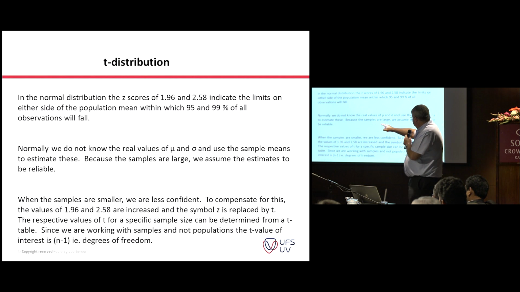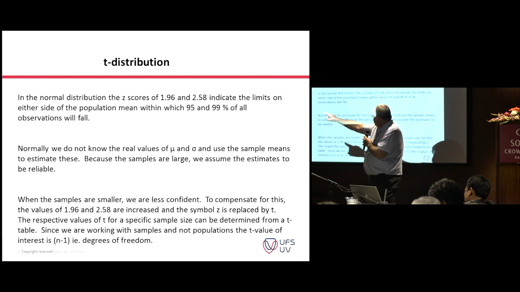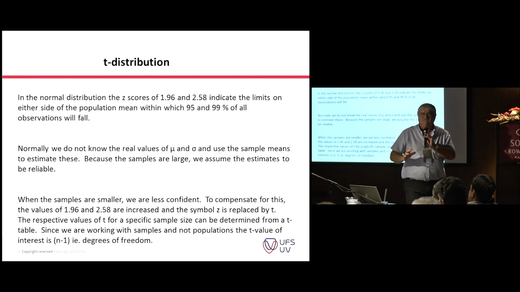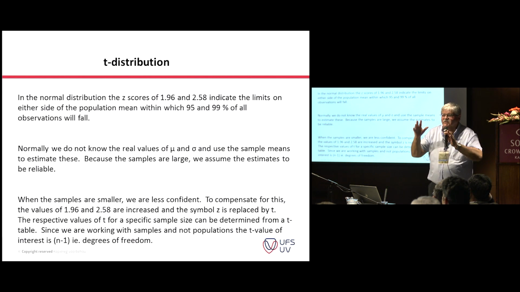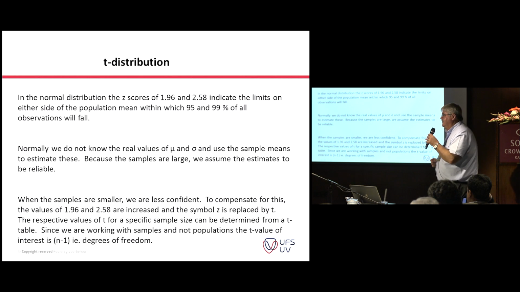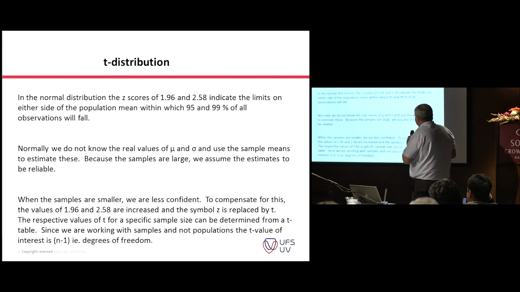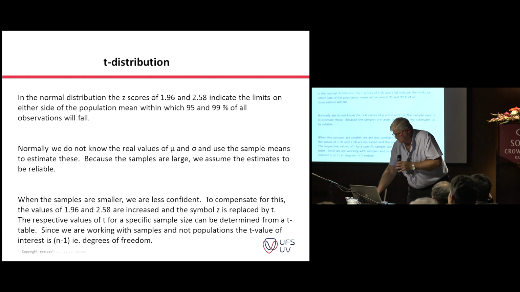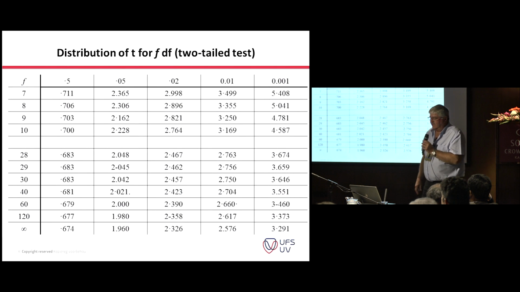So what happens is, to compensate for this, those values of 1.96 or 2.58 are increased, okay? And we call that the t-value, and the t-value is based on the number of samples where I can assume that 95% of the population lies. Okay, so in other words, that t-value becomes a function then of the standard deviation. And we normally look that up in a t-table.